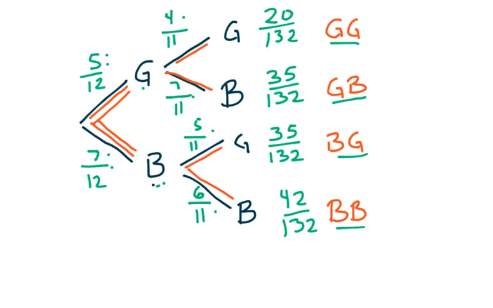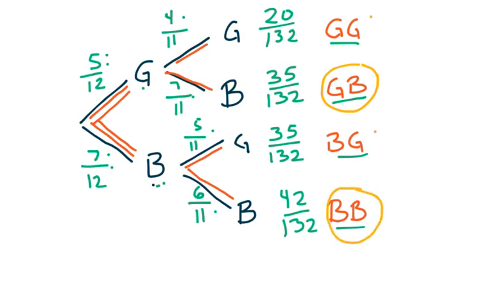Now, this particular question asks me, what is the probability that the second ball is blue? Let's see, here I have green followed by green, so the second one's not blue. Here I have green followed by blue. The second one's blue here. Those are successes. Here I have blue followed by green. The second one's green. Here I have blue followed by blue. The second one's blue. Those are successes.